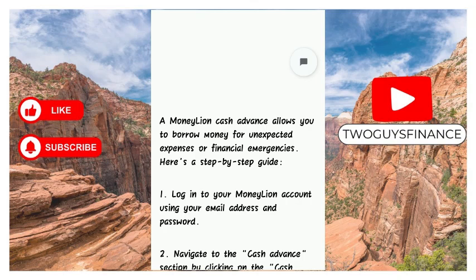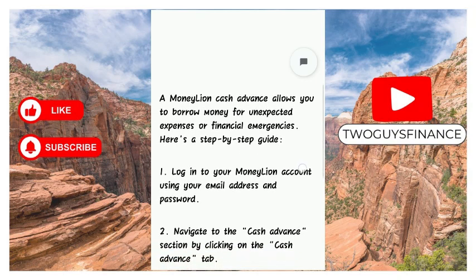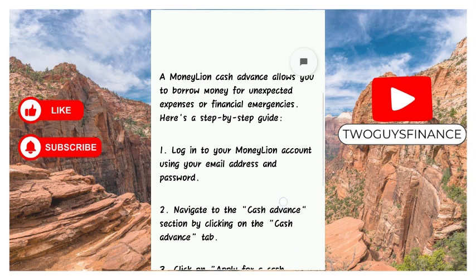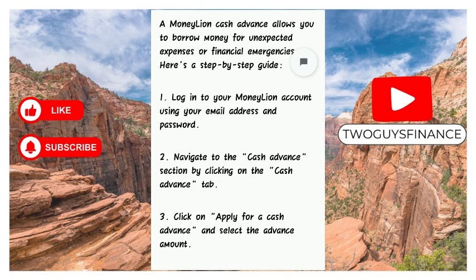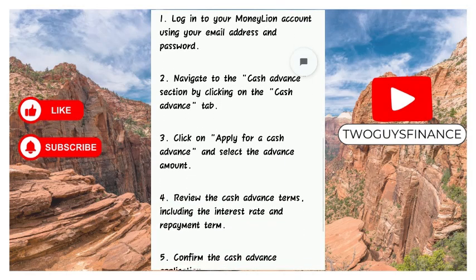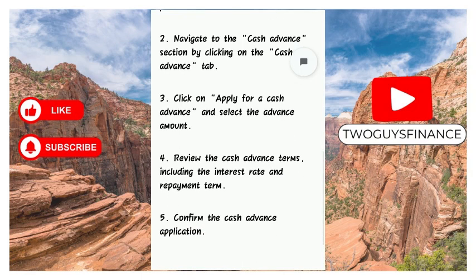First you want to log into your Moneylion account using your email address and your password. And once you're logged in, you want to navigate to the cash advance section by just clicking on the cash advance tab. Next, you want to click on apply for a cash advance, and then you want to select the advance amount that you need, and then just review the cash advance terms, including the interest rates and repayment terms. And once you're done with that, just confirm the cash advance application.